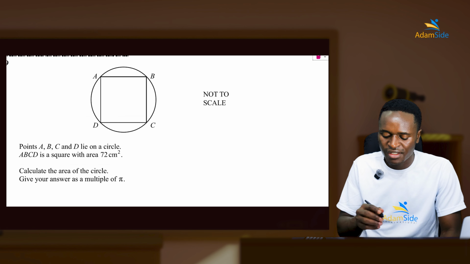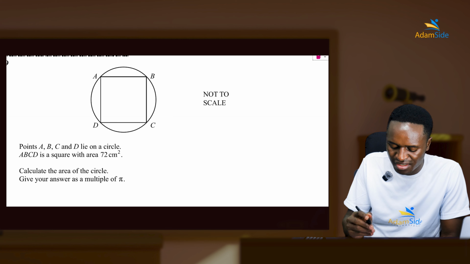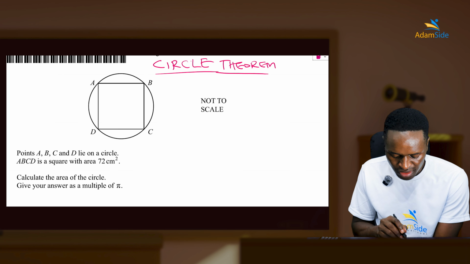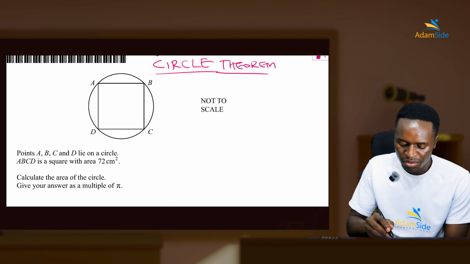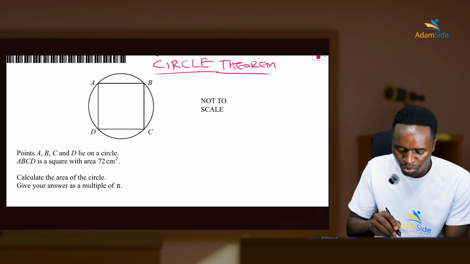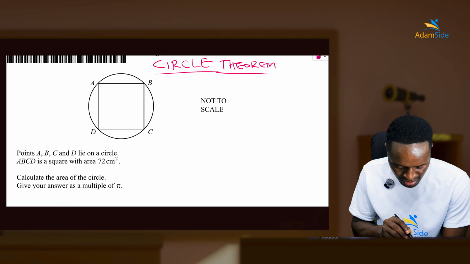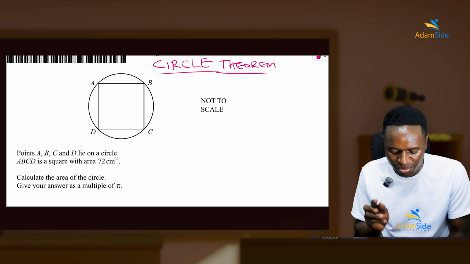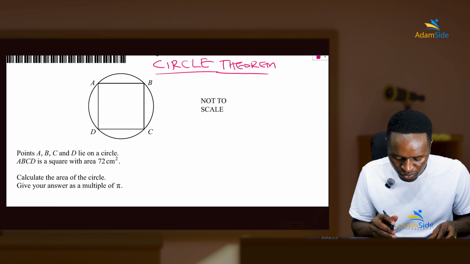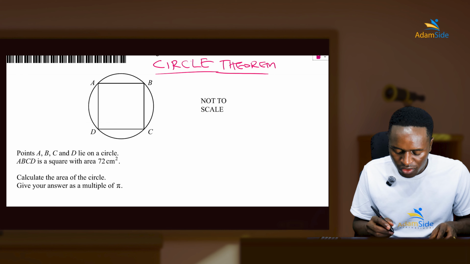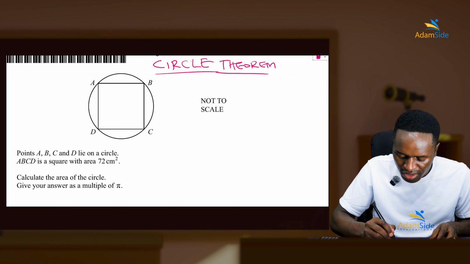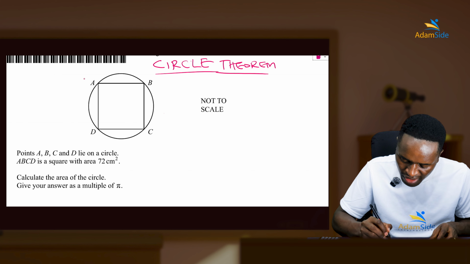Point A, so we have a circle. This can be a circle theorem question. Points A, B, C, and D lie on a circle. So A, B, C, D are points we can call a locus of points on the circumference. ABCD is a square with area 72 square centimeters. Calculate the area of the circle. To find the area of the circle, you need to find what? You need to find the radius. That's clue number 1. To find the area of the circle, we need to know the radius.